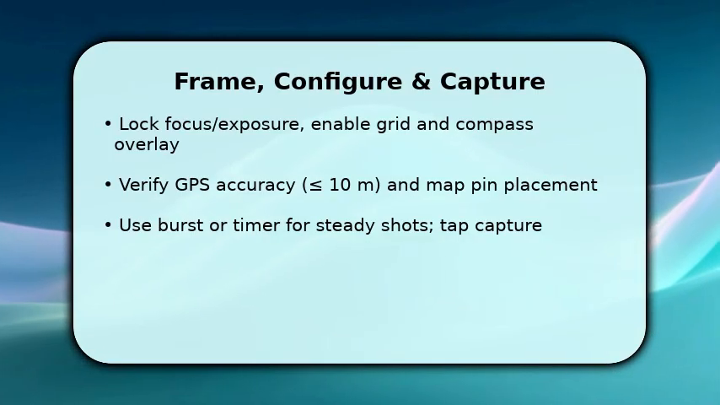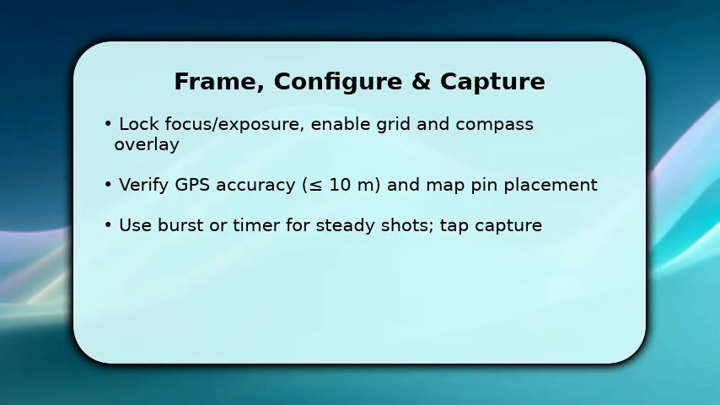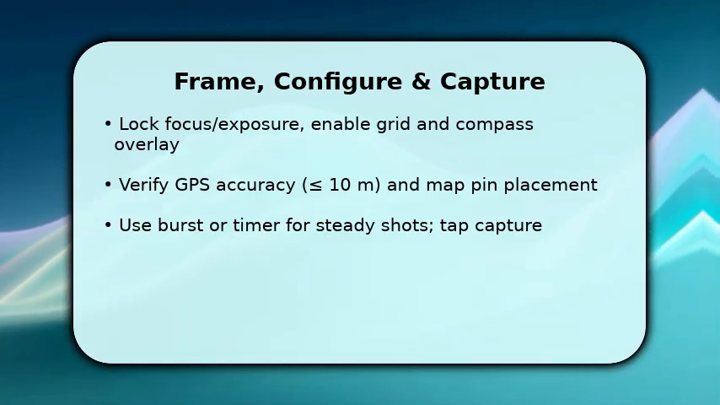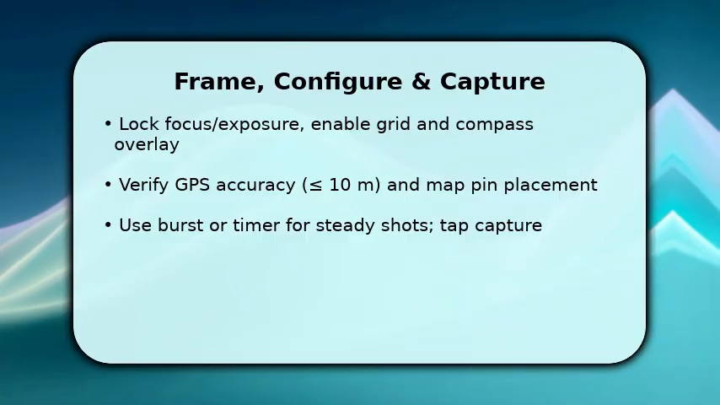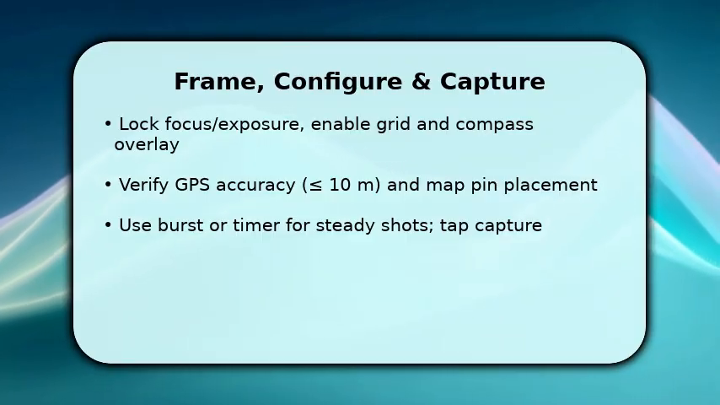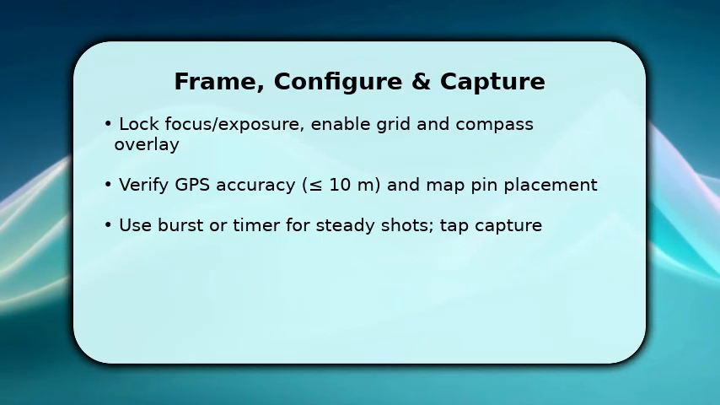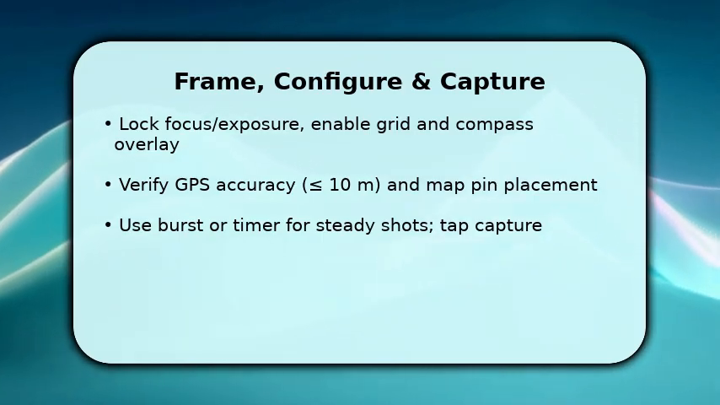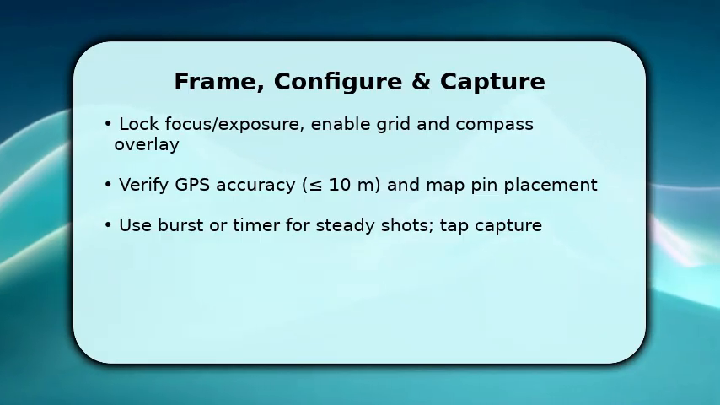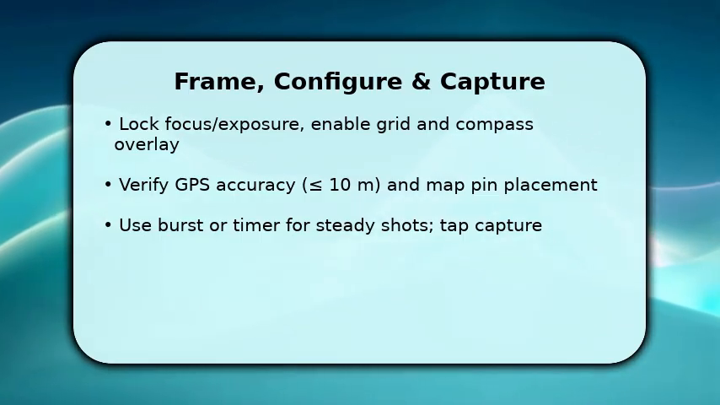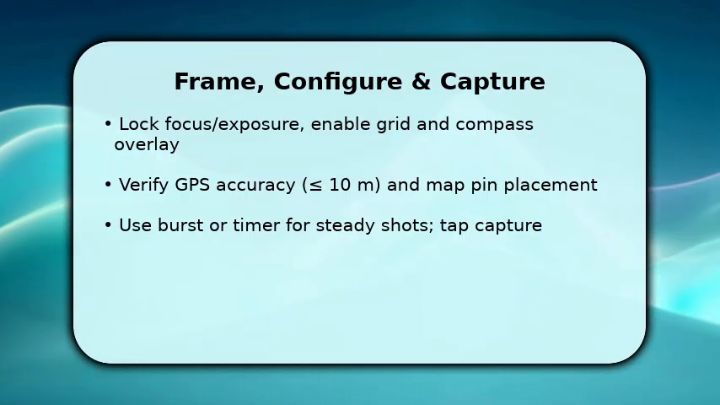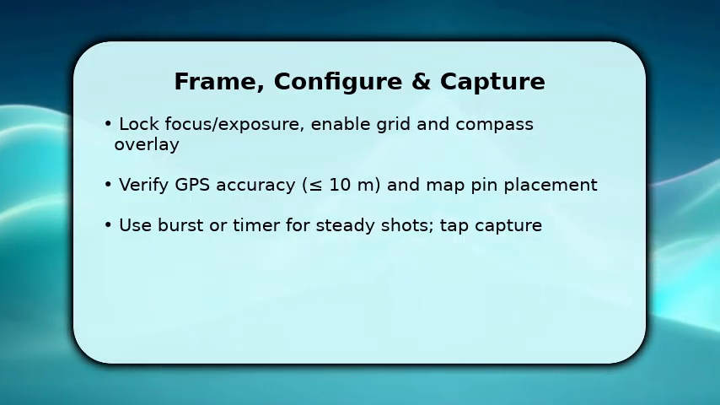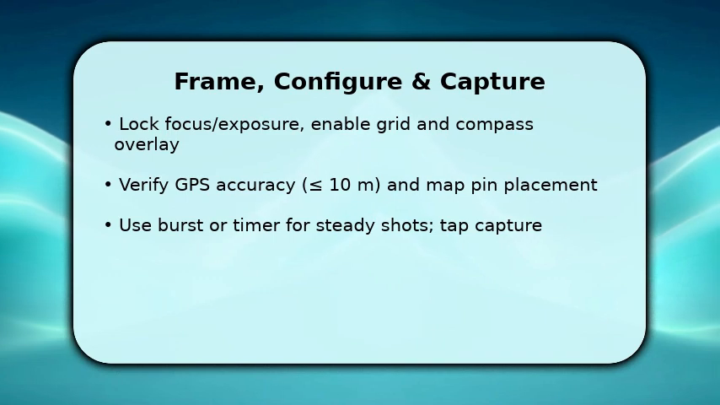Now you frame the scene and fine-tune capture settings. Lock focus and exposure, enable the grid and compass overlays to compose accurately, and confirm the on-screen map pin matches your subject. Make sure GPS accuracy reads within about 10 meters. If not, wait for a stronger signal or move to an open area. Choose burst or a short timer for steadier shots, then tap capture. This sequence ensures each image contains precise location data and a clear visual record.